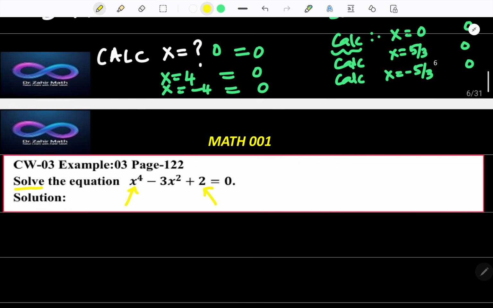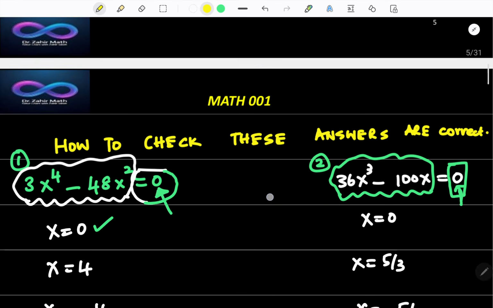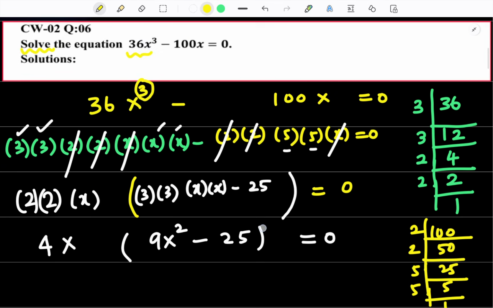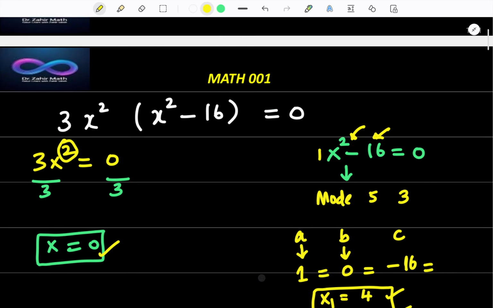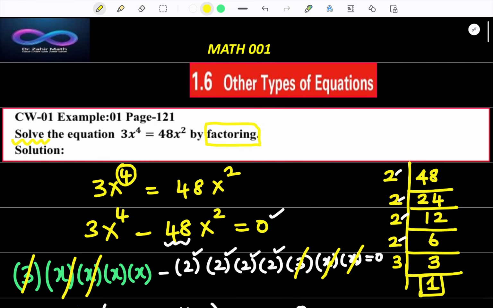Same type, we did one equation, that is the first equation. Can you see that? The first equation is what? x power 4 and x square. And there is no constant term. Look at here, this is the first equation. And we are using factoring. But here, we are not using factoring. We are using another method.